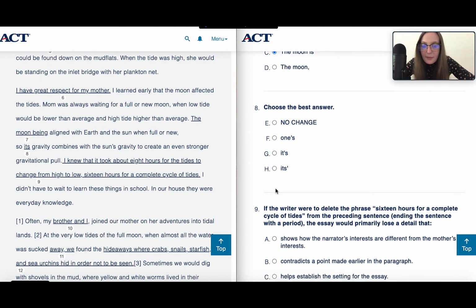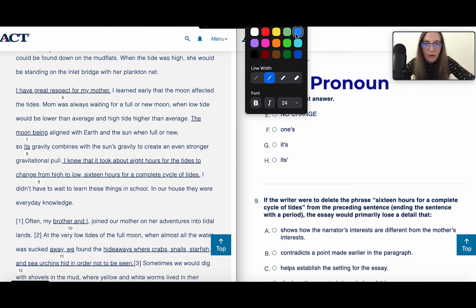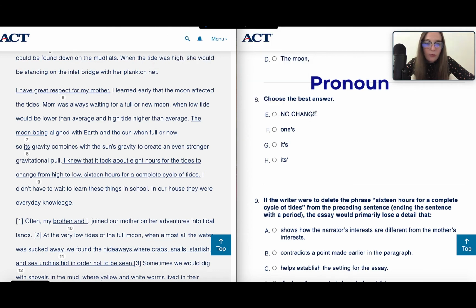So this is a pronoun question. First and foremost, we're talking about the moon here. So the moon we know refers to a singular thing. All right, so the moon we know is a singular thing, and so therefore as a pronoun, it's singular and it's an object. So when we deal with it as a pronoun, we know that its pronoun is going to be it.